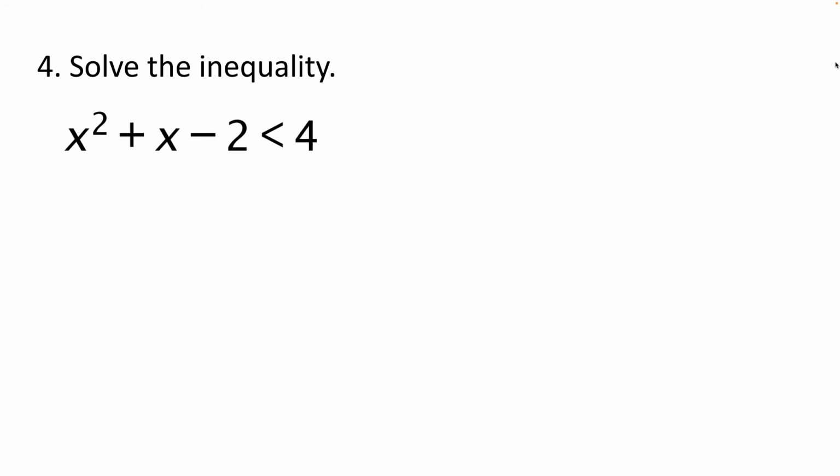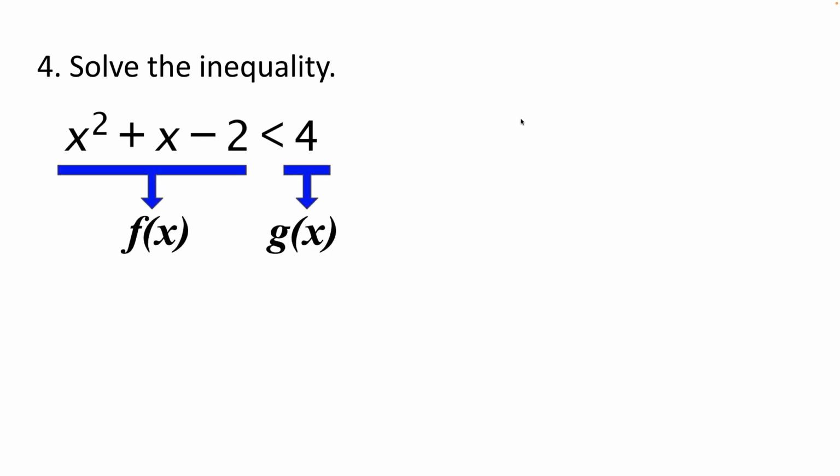For our last and final example, let's replace less than or equal to with strictly less than. So let's solve the inequality x squared plus x minus 2 is strictly less than 4. We're going to continue to use f of x and g of x to represent the left and right hand sides respectively. Let's go back to Desmos and see how our solution changes.